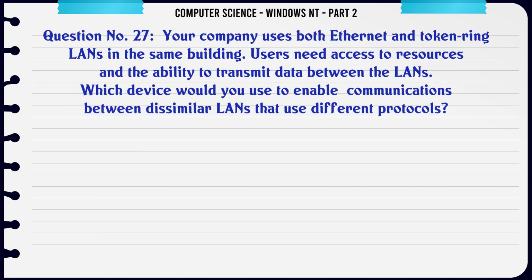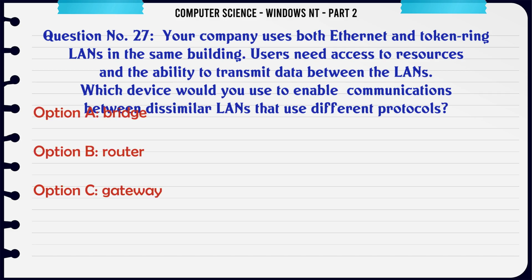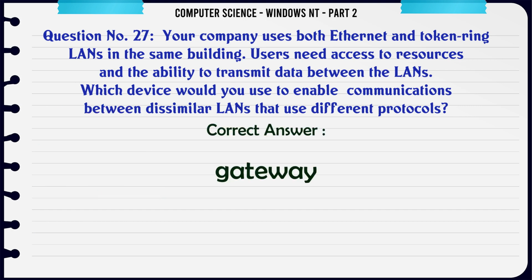Your company uses both Ethernet and token ring LANs in the same building. Users need access to resources and the ability to transmit data between the LANs. Which device would you use to enable communications between dissimilar LANs that use different protocols? A. Bridge. B. Router. C. Gateway. D. Repeater. The correct answer is gateway.